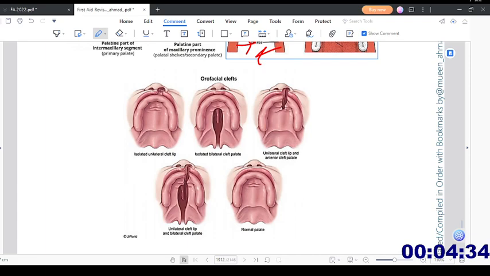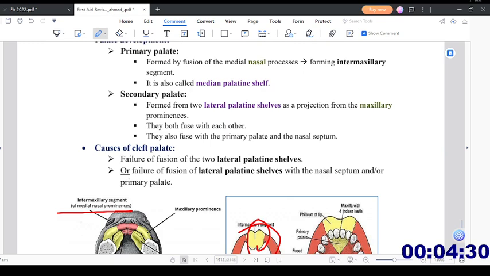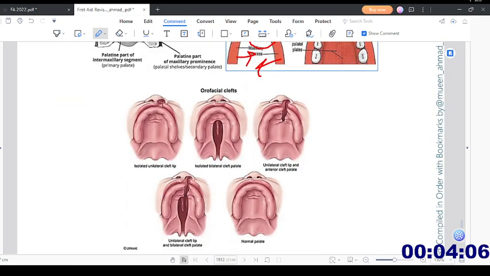We will see the problems later on. Let's first read it completely. So the causes of cleft palate: failure of fusion of the two lateral palatine shelves, like in the case of the Pierre Robin sequence, because there is glossoptosis and the lateral shelves cannot fuse together. Or failure of the fusion of the lateral palatine shelves with the nasal septum or the primary palate. So either the lateral shelves have not fused with each other, or they are not fusing with the primary palate. So this is the pathogenesis of cleft palate.